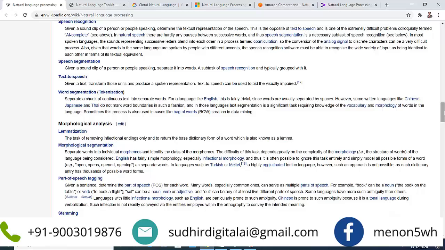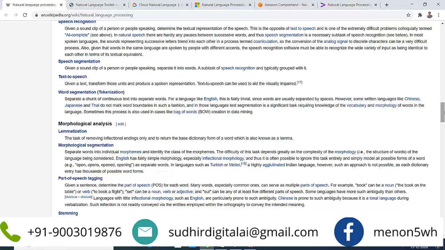And then there is morphological analysis, which is very interesting. An example is lemmatization, the task of removing inflectional endings only and returning the base dictionary form of a word, which is also known as the lemma. Okay, and then there is morphological segmentation: separating words into individual morphemes and identifying the class of the morphemes, right? And then there is part-of-speech tagging. Given a sentence, determine the part of speech for each word.